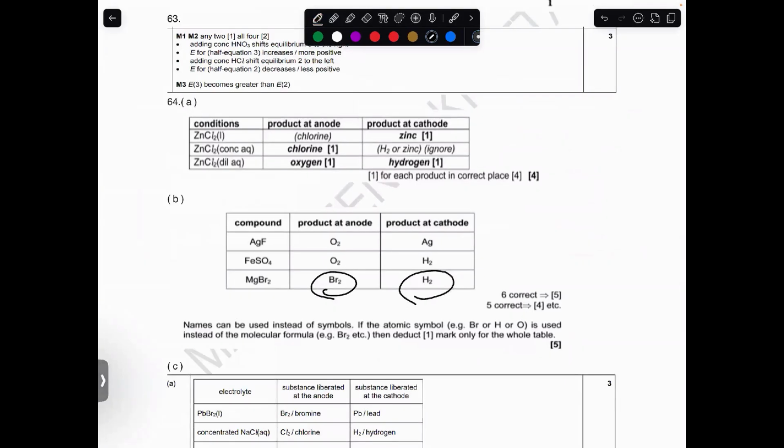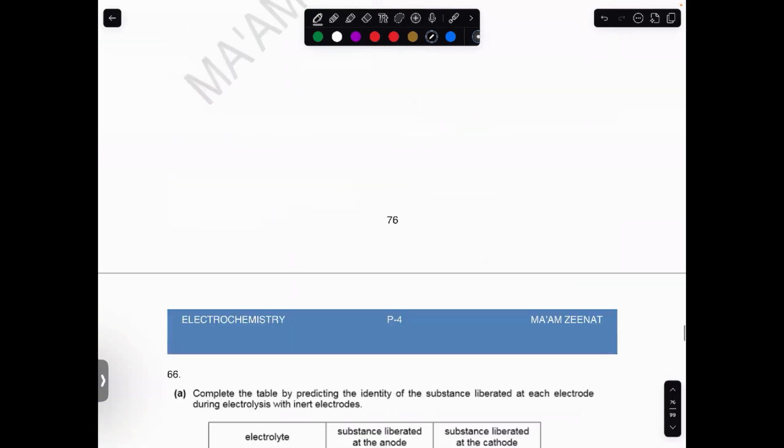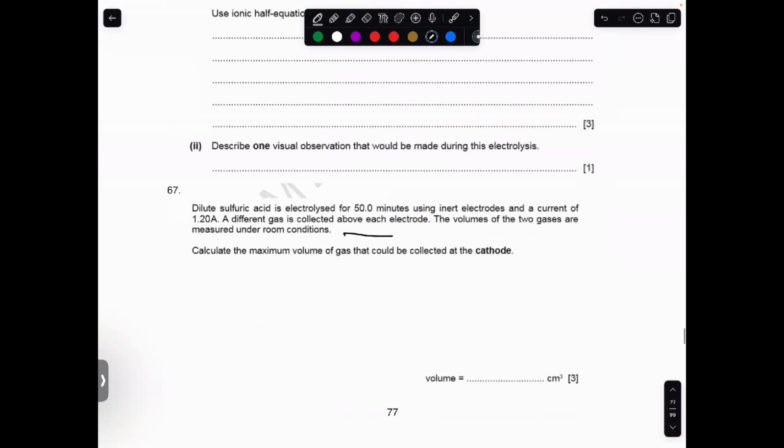So I hope you understand. In the next lecture, I'm going toward the calculations, the times, the current, this. So that would be my last lecture, I think, of electrochemistry.